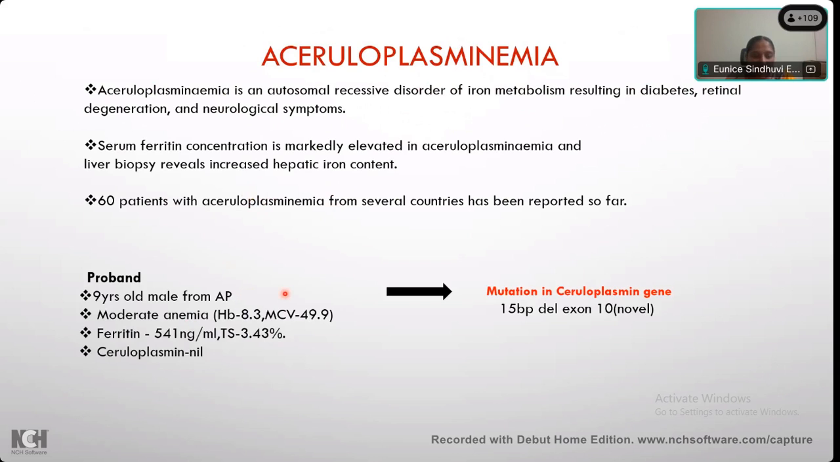This is one case of a 9-year-old male who had neurological deficits and moderate anemia, with hemoglobin of 8.3 and a very low MCV. The transferrin saturation was only 3%. When we measured ceruloplasmin, we found it was nil, and we could identify the mutation in the ceruloplasmin gene.